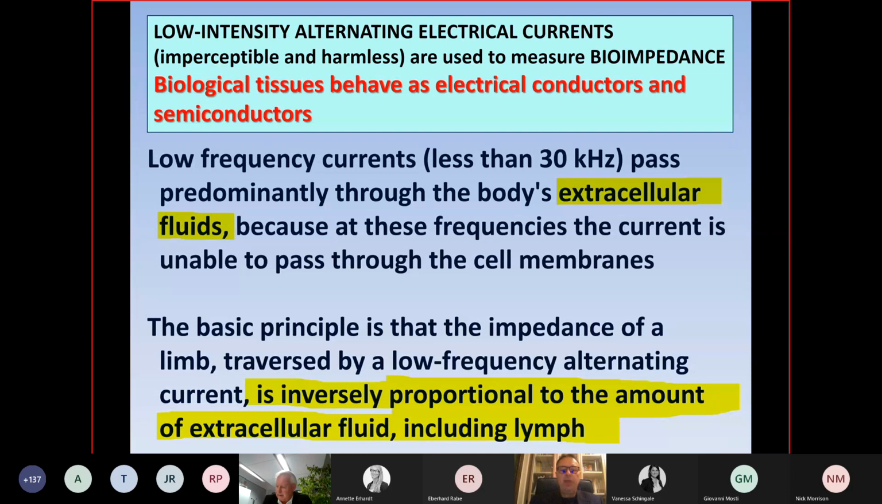intracellular fluids. And the basic principle of bioimpedance is that the impedance is inversely proportional to the amount of the extracellular fluid, including lymph. So the higher the impedance, the higher the consistence of the tissue. The lower the impedance, the higher the fluid amount.